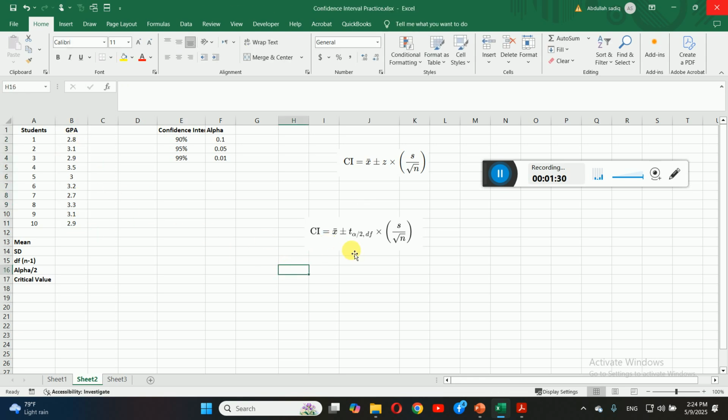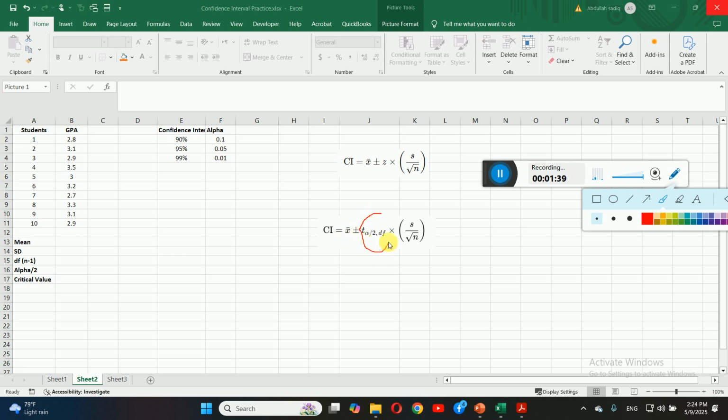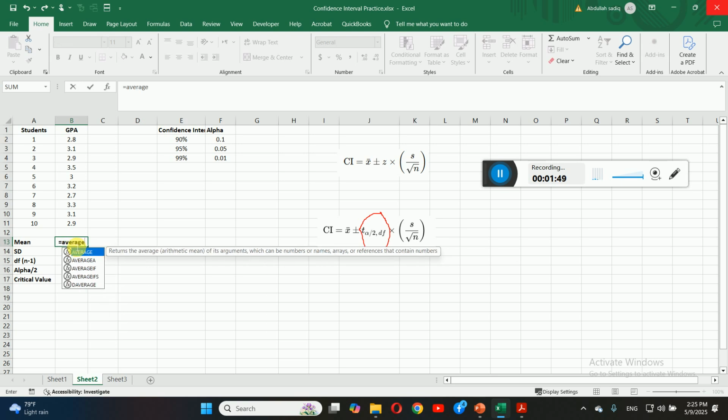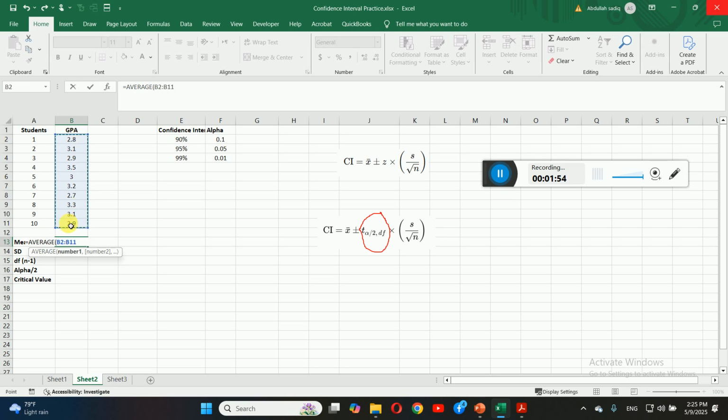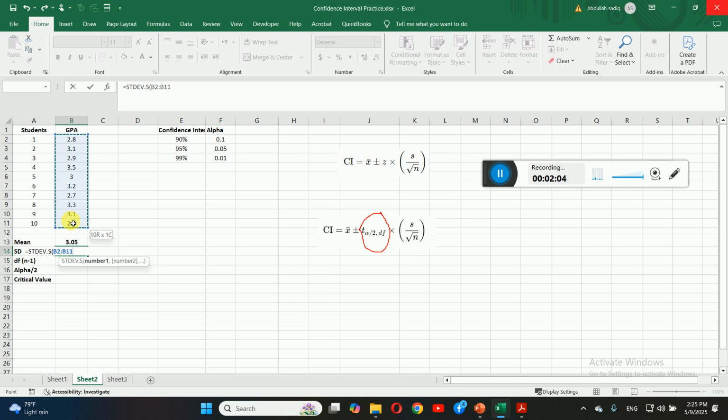In this function, dear students, we need certain information. First, we need x bar, and we need the t critical value, which is very important information. First we need to find the x bar, so equal sign, and simply take the average value of all the GPAs you have. Then the standard deviation. For the standard deviation we have the function STDEV.S, which should be taken. Why? Because this is sample data.